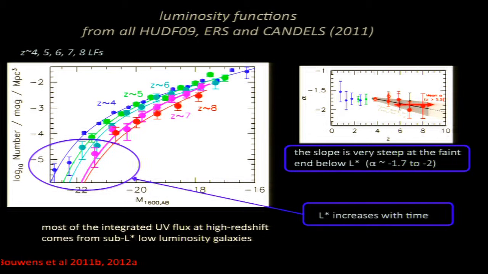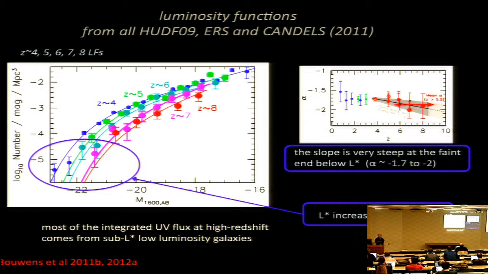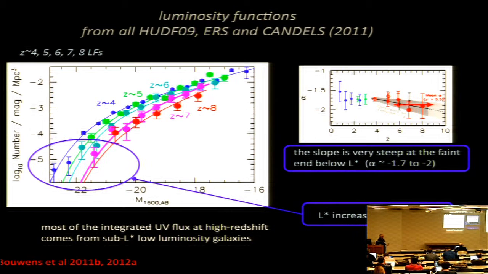So to show luminosity functions, Richard will certainly talk more about this and the trends and how steep the slopes are here. Just for interest, -2 is divergent. Of course, there's not galaxies of arbitrarily small size, so it's not truly divergent. But these steep slopes, integrated up, lead to a lot of flux, which is an important issue for reionization.